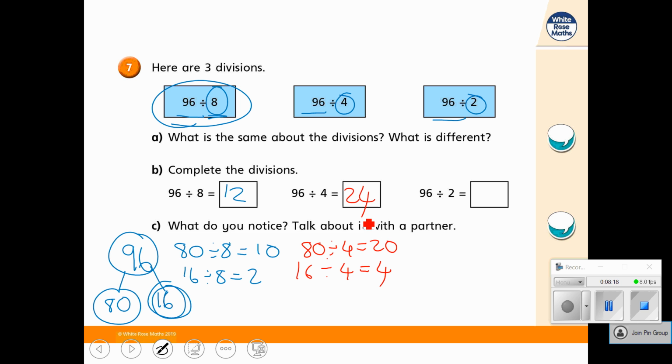And lo and behold, we can use the same part-whole model to answer 96 divided by 2, because 80 divided by 2 equals 40, and 16 divided by 2 equals 8. So the answer must be 48. And there you go. That is the end of today's division lesson. Okay, see you again tomorrow for more division. Bye.